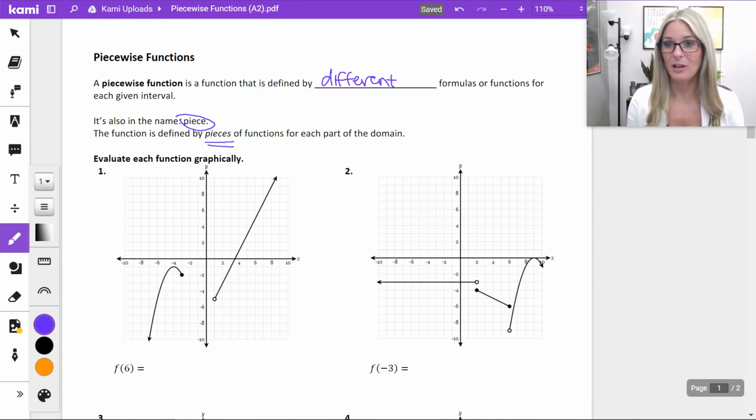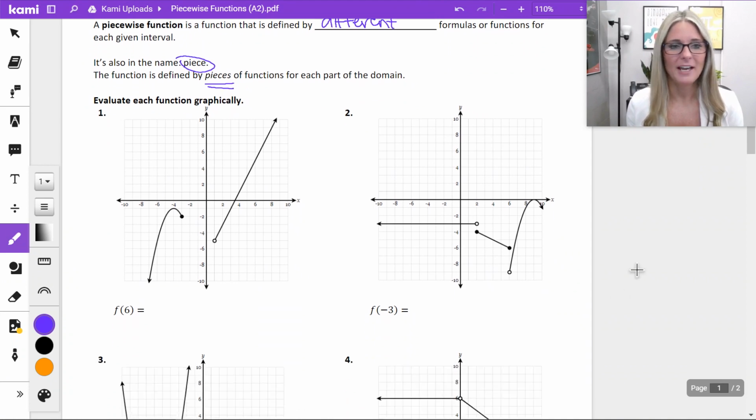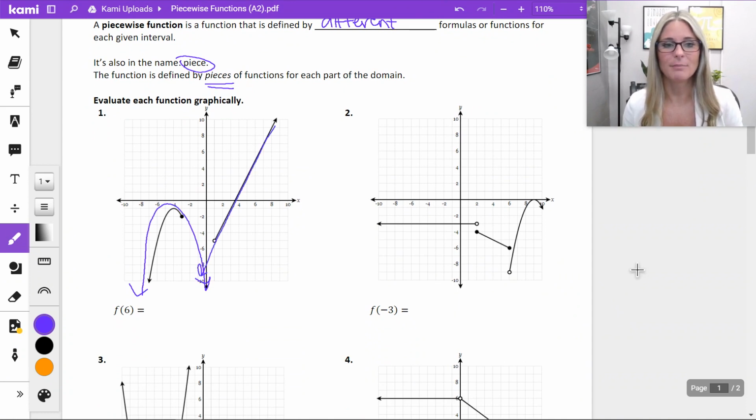Look at those graphs below. Those are piecewise functions where you've got pieces of different functions. Number one, evaluate each function graphically. So let's look at what's going on here. In number one, it looks like we had some kind of parabola, and then we have a linear function, but those are, again, defined by the domain, and we'll look at some more examples here in a moment.